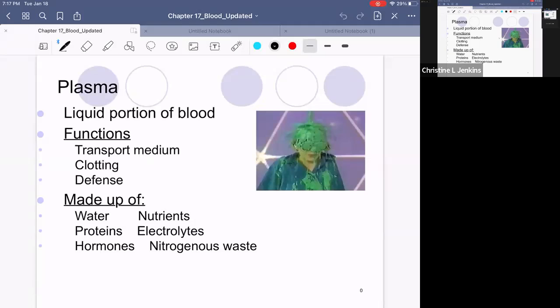I want to make use of all of our time, so let me just begin discussing the plasma. So as we know, plasma is 55% of the entire blood. The biggest thing about plasma, it is the transport medium. So it is the liquid portion of the blood that enables us to transport all the cells and all the goodies.